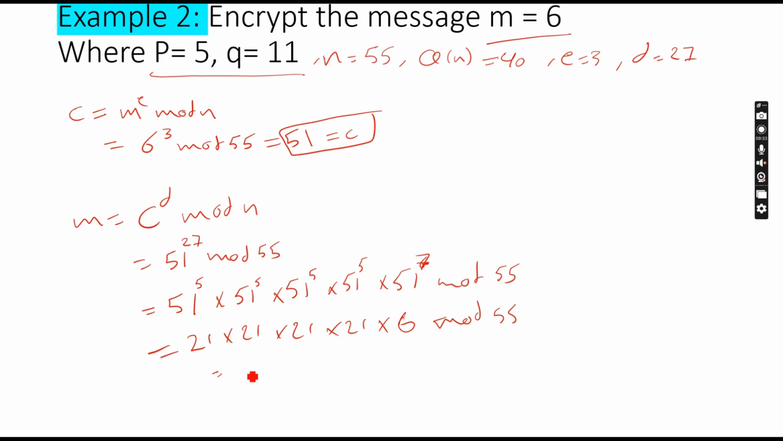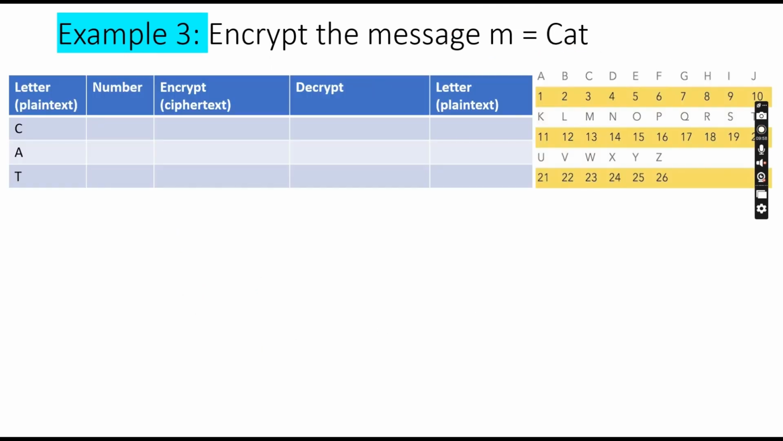So now the answer here is 6, where 6 is the original message or the plain text. So the plain text was 6, then we encrypt it and it becomes 51, and then on the receiver side we decrypt it and it becomes 6 again. Okay, great. The last question.